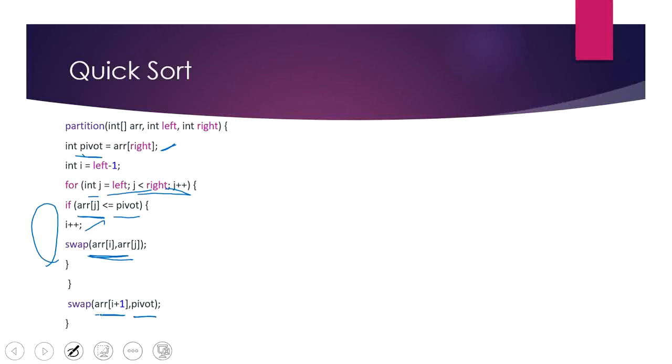So the overall logic is, for every iteration we take a pivot and place it exactly where it has to be. After we place the pivot, all the elements less than the pivot will be on the left side of the pivot, and all the elements greater than the pivot will be on the right side. So now we understand how quicksort works.